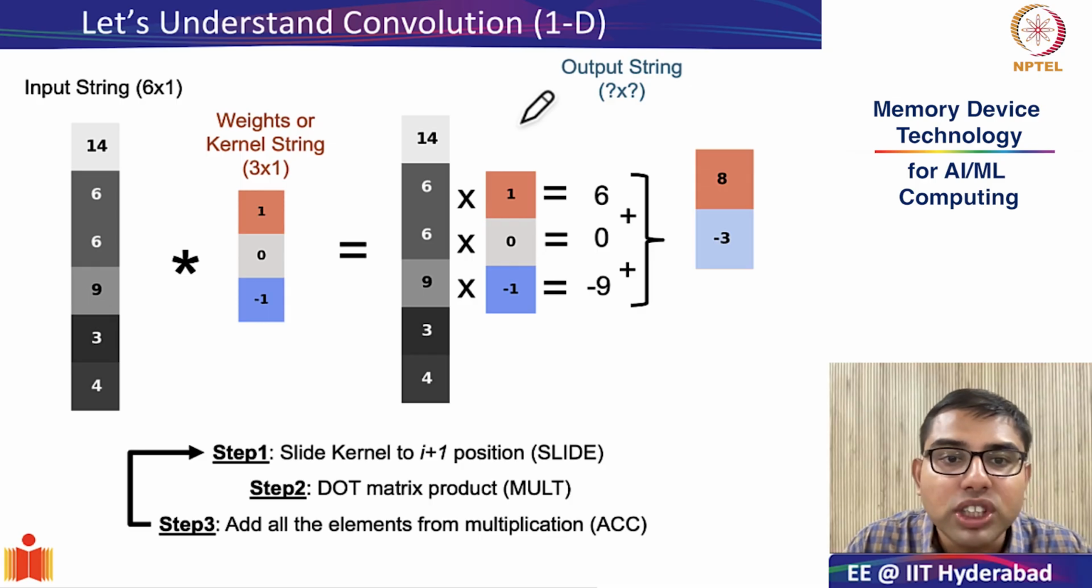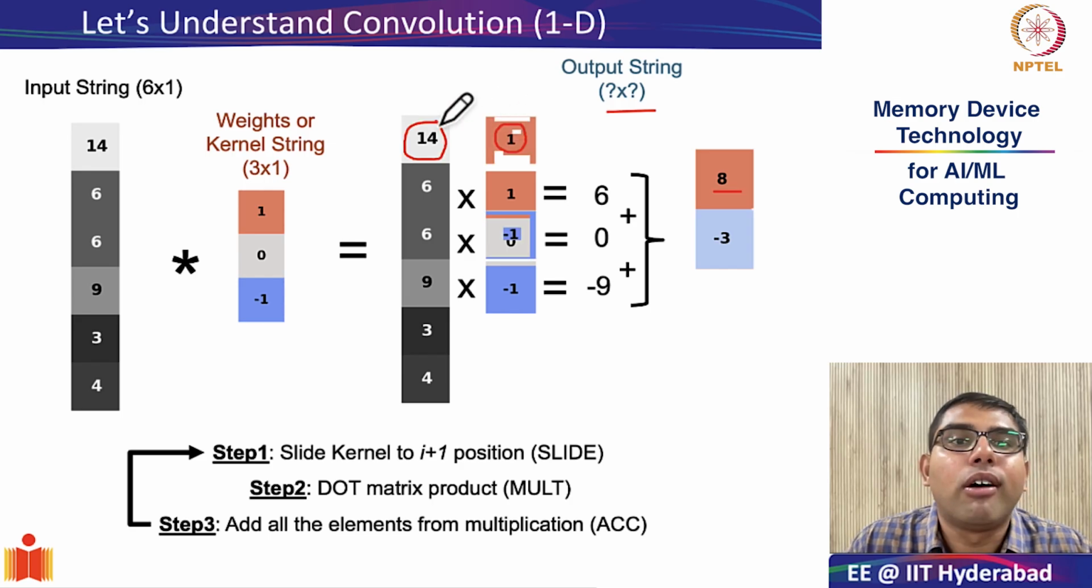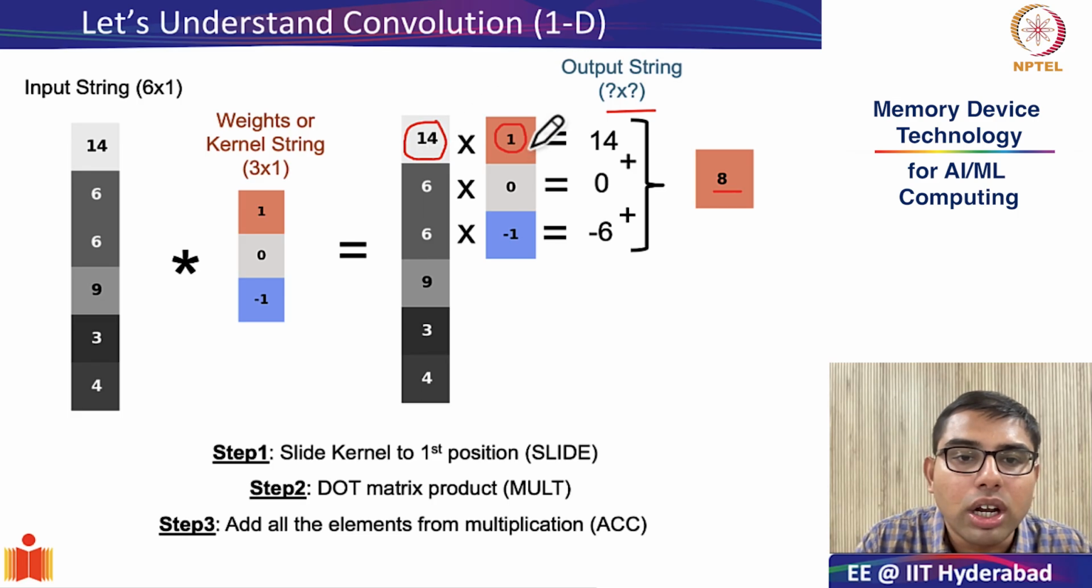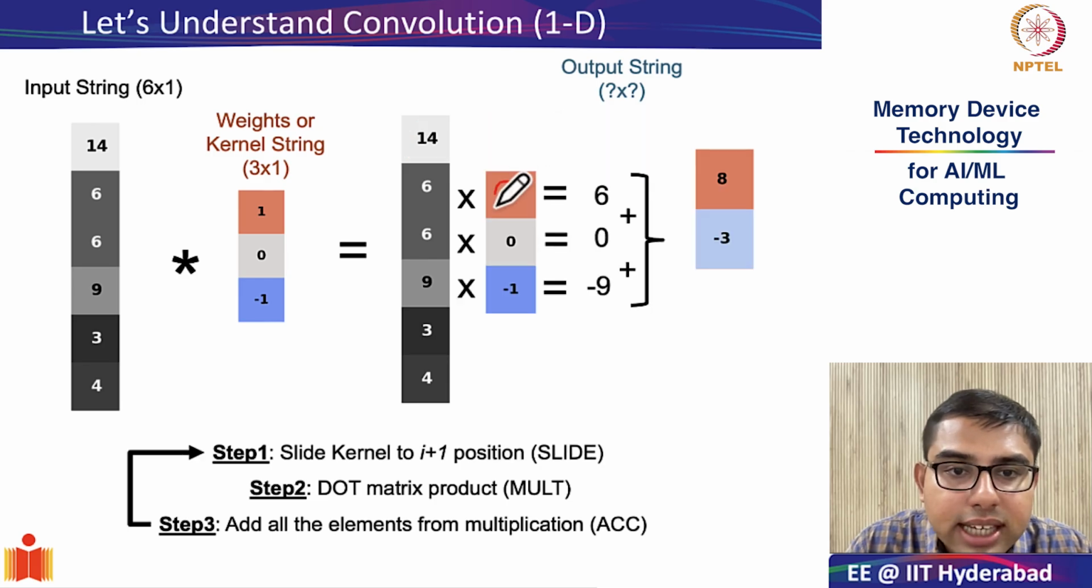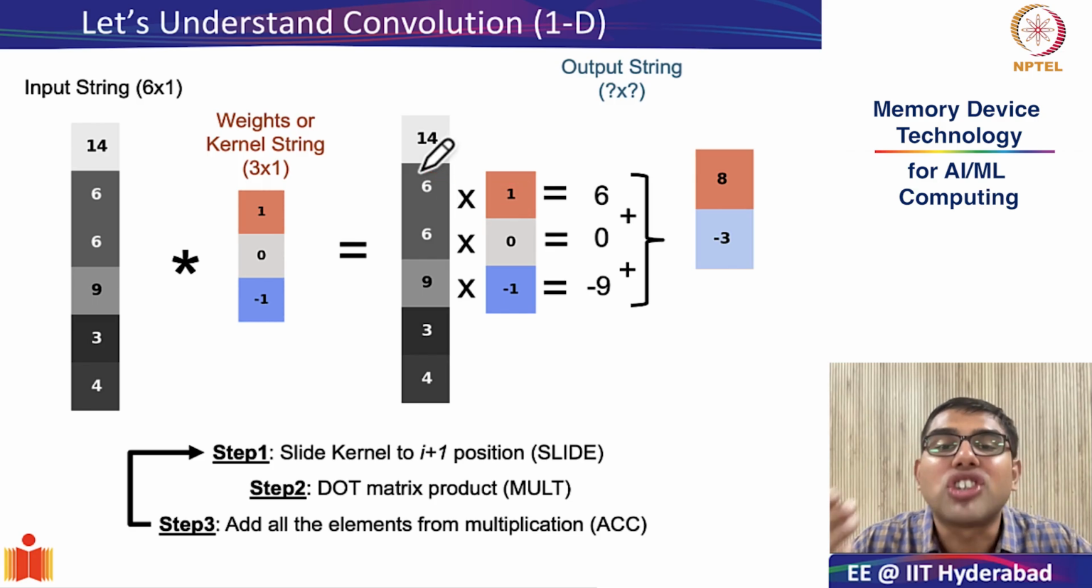As you can see from this image, the kernel in the previous slide was such that the first element of the input was aligned to the first element of the kernel. Now as you slide the kernel, the first element of the kernel gets aligned to the second element of your input string. And what do you do next? You just repeat the multiply and accumulate operation.